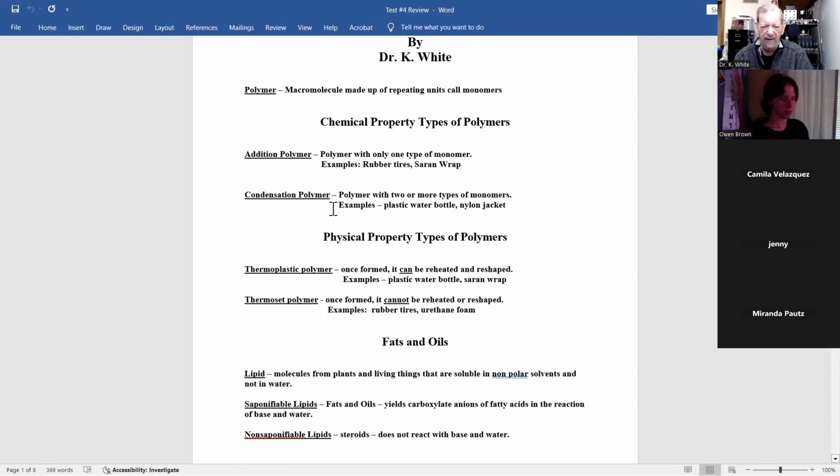Now, the other type of polymer by chemical property is a condensation polymer. And a condensation polymer is a polymer with 2 or more types of monomers. Think of it this way. If you had a freight train addition polymer, all the cars would be identical. In a condensation polymer, you'd have alternating types of cars in the freight train, or tank wagons and boxcars.